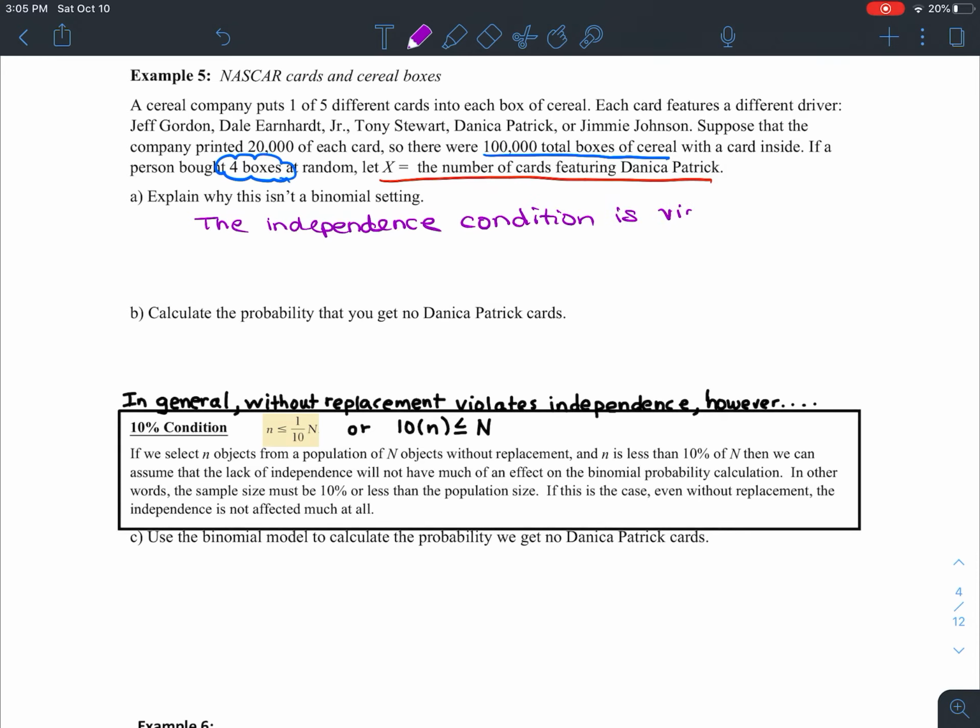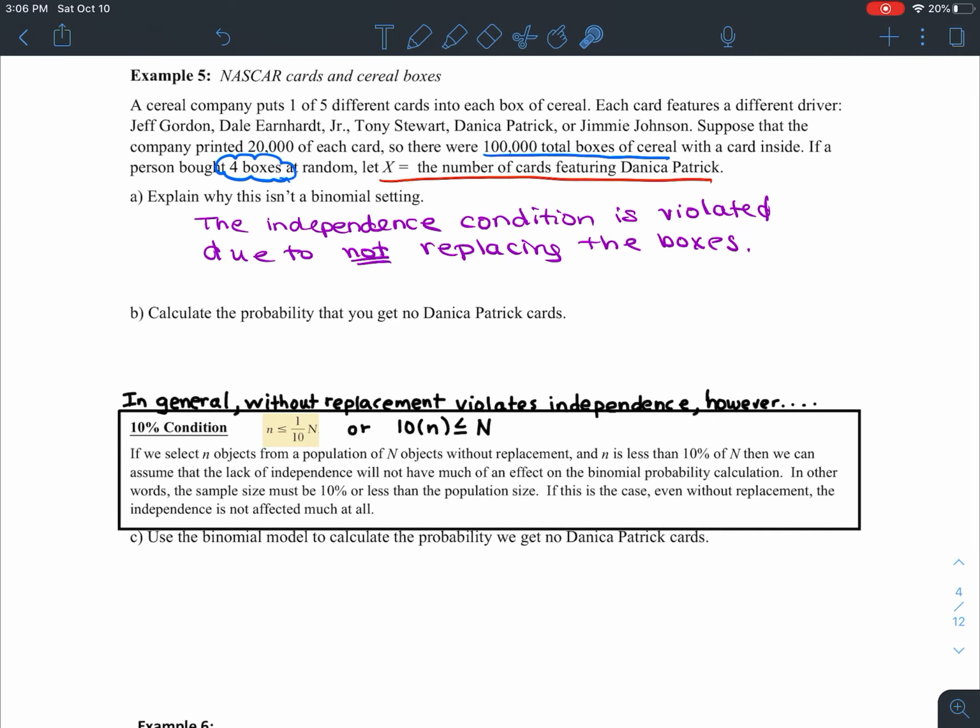Okay, we're going to say it is violated, and how it's being violated is basically due to not replacing the boxes between selecting them. So if we buy one of the 100,000 boxes, when we go to buy the second one, now there's only 99,999 boxes left to choose from. And when we buy the third box, there's 1 less from that. So the probability of a success is changing because we have less to choose from. Realistically, no one would be replacing a box of cereal that they have already opened.